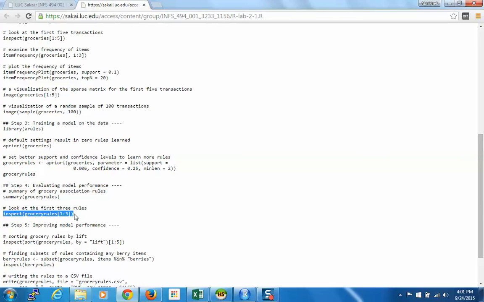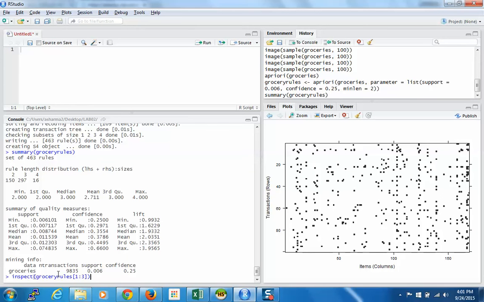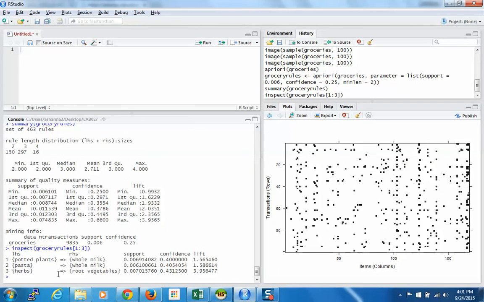Let me select this. And inspect is a way by which we inspect these variables being generated by the rules package. So inspect grocery rule, give me 1 to 3. So this colon means 1 to 3. If I make it 1 colon 10, it will be 1, 2, 3, 4, 5, 6, 7, 8, 9, 10 rules. So here is the left hand side, this is the right hand side.